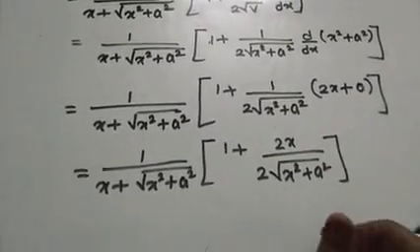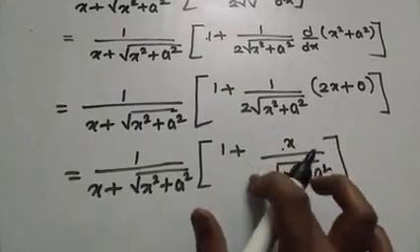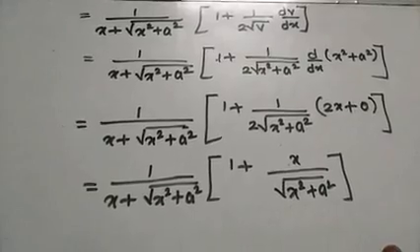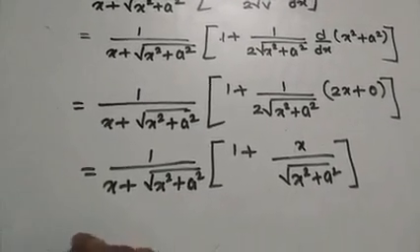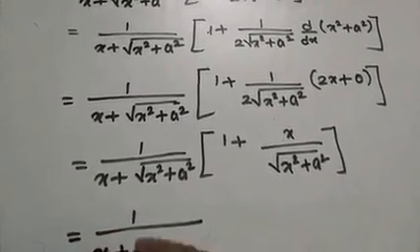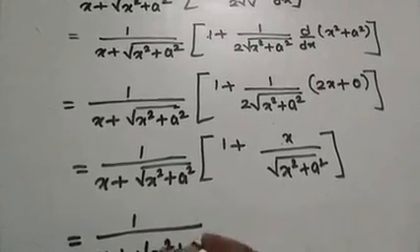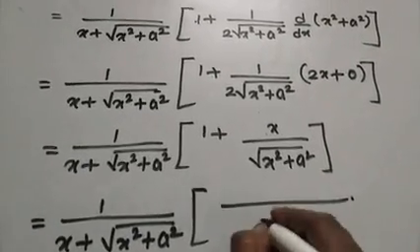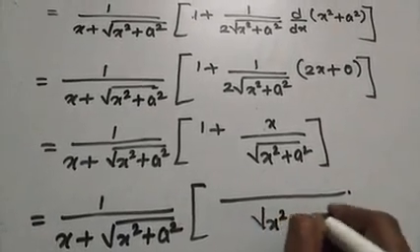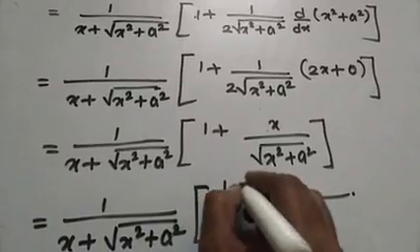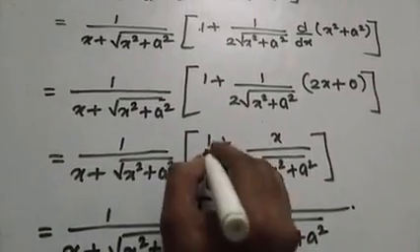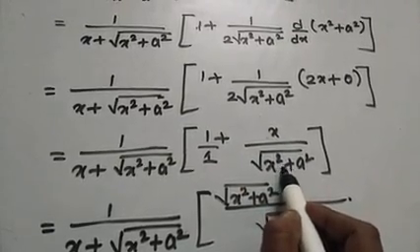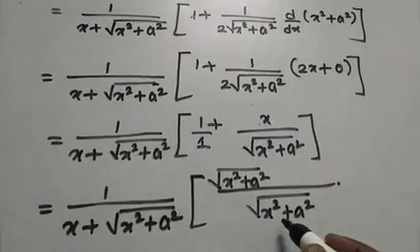Now to save one step, we will cancel the 2 here. So we will simply do the LCM. Now taking the LCM, x square plus a square, here we'll get x square plus, because here the denominator is 1 and here it is root over x square plus a square, and their LCM will be root over x square plus a square.